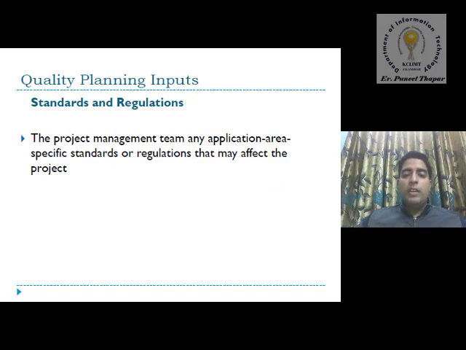Standards and regulations are a kind of policy; before policy making, we also design standards and regulations. In this, we say that the project management team must consider any application-area-specific standard or regulation that may affect the project. This means application-specific areas: if you are going for software development, the standards and regulations are different. If you go for manpower, like a mechanical implementation of the product, the regulations and standards are different. On the basis of different standards, we first plan which standard is adopted for which type of development. This is an input parameter also.